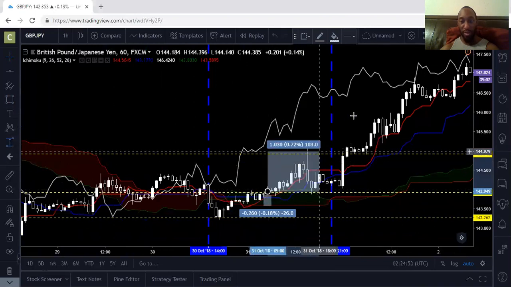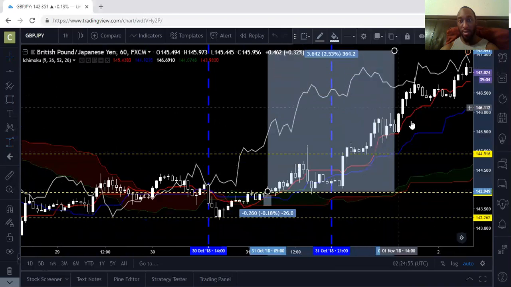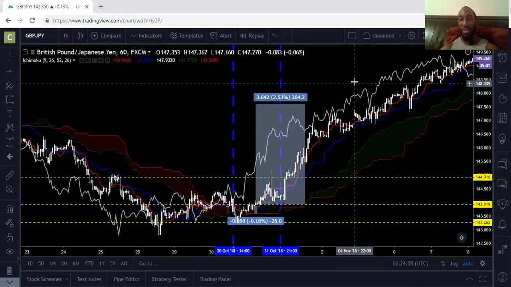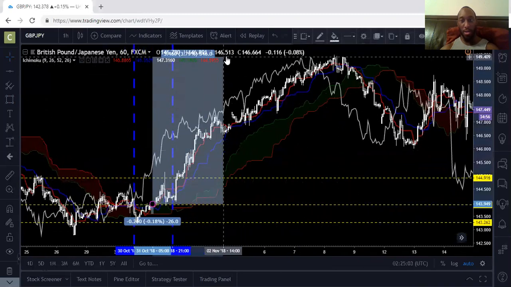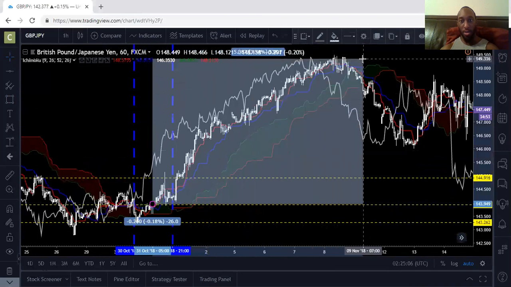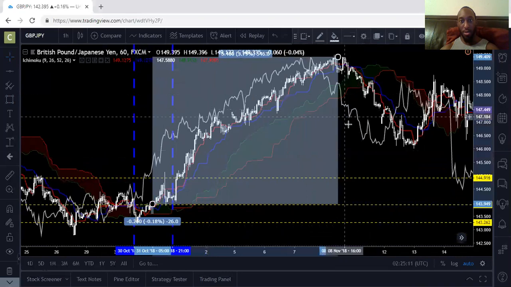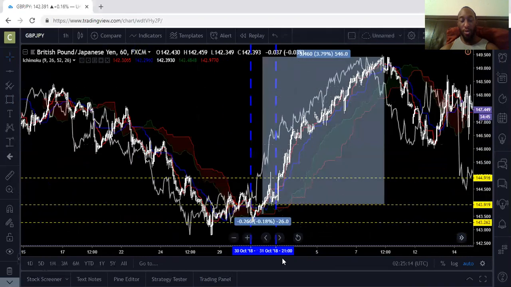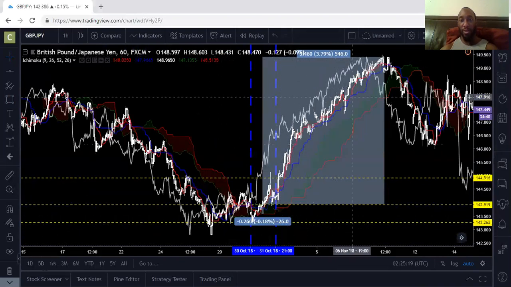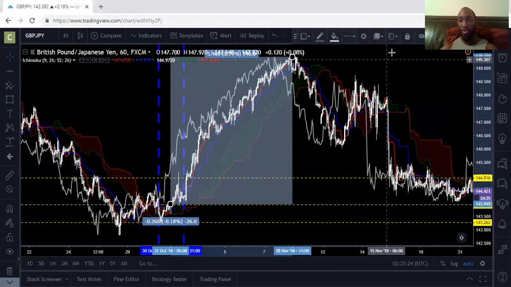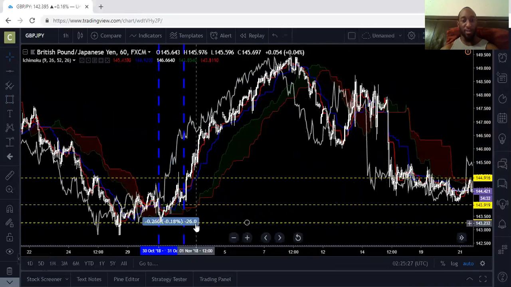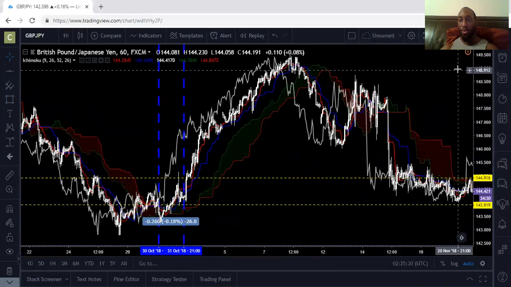You just have one position. Let's just say you caught this whole ride. So you're risking 26 pips for 546 pips. Amazing. Like, you don't see that too often in trading. Small risk for a huge reward.